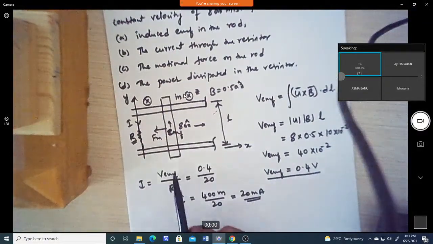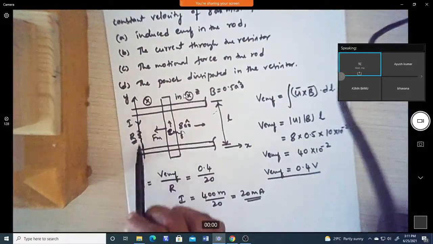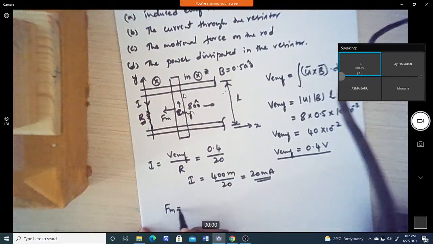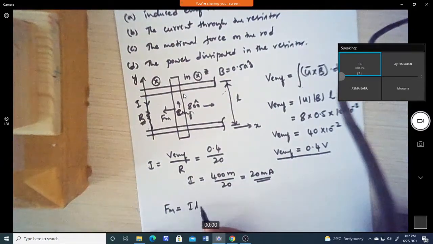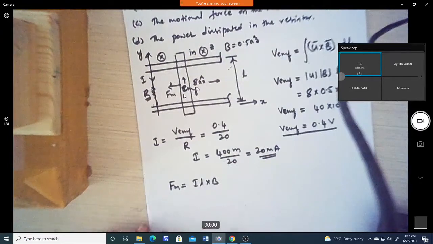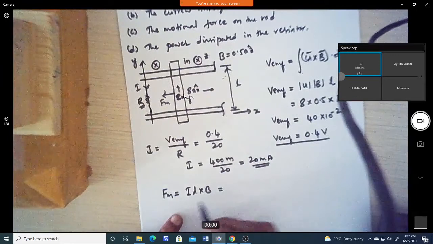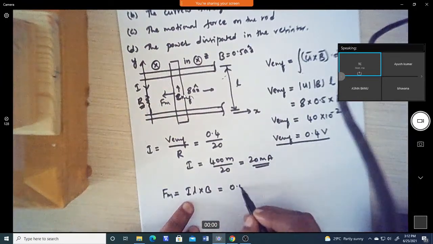Okay, the EMF induced on the rod we have found out, the current through the resistor we have found out. So now we need to know the force on the rod. How much motional force is on the rod, we know from the equation Fm equal to I L cross B. So we can take the cross product and we will get the answer. So I we have found out, that is 0.02.